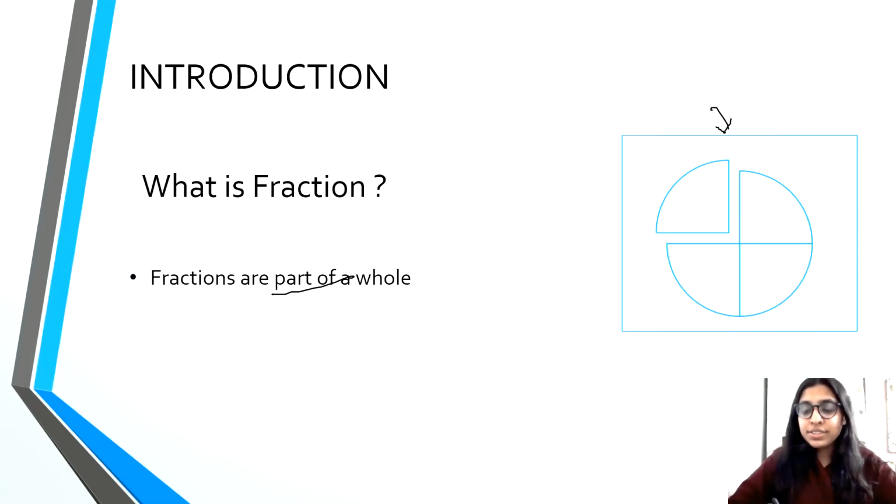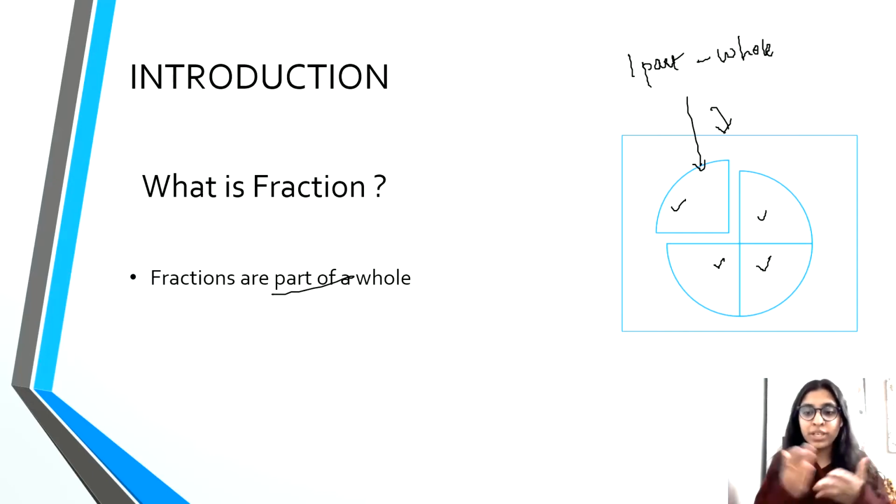You can see here there are four equal parts divided. If I take one part, what does that mean? It actually means that you are taking one part out of the whole. Right. So a fraction is when you express this definition in mathematical form. So how will I write it? It will be 1 upon 4.